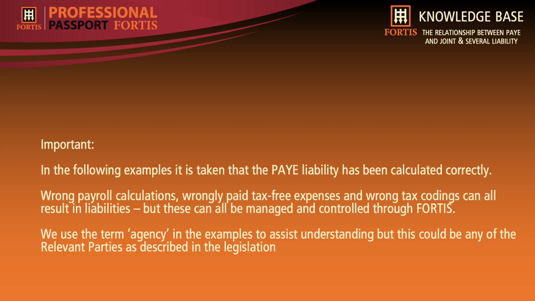You should be aware that if there are wrong payroll calculations or wrong paid tax-free expenses or the application of wrong tax codings, these can all result in additional liabilities, but these could be managed and controlled when using Fortis. It's also important to recognise that under joint and several liability, the significant liability sits with the payment of the main PAYE amount due, and in many cases small errors in payroll calculations are insignificant and can be easily handled through normal business expenditure and do not pose any threat or risk or significant additional costs severely impacting businesses, cash flows or reserves.